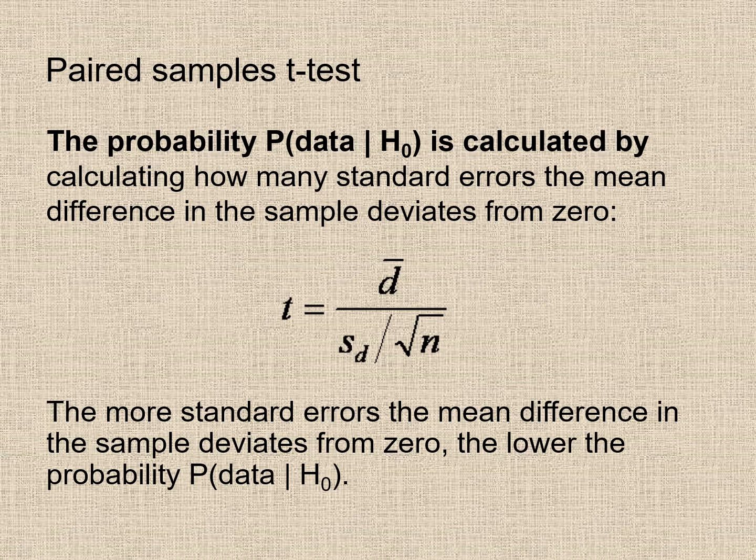Okay, so we calculate the t-value with this formula, and the t-value will tell us how many standard errors the mean difference in the sample differs from 0. And the more the mean difference in the sample differs from 0, the lower is the probability for the null hypothesis to be correct. And the more the mean difference in the sample differs from 0, the more the calculated t-value will differ also from 0.